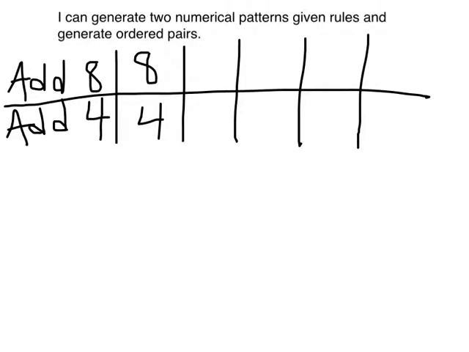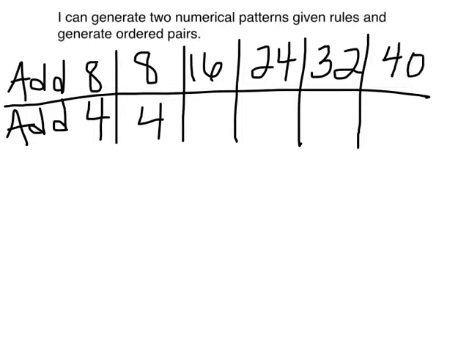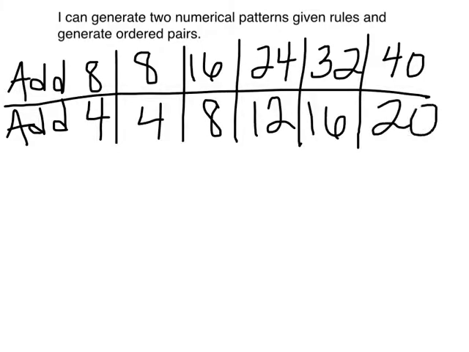Number 3, I can generate two numerical patterns given rules. So here's our rule, add 8, add 4. We are starting with 8 and we're adding 8. So 8 plus 8, 16. Add 8 again, you have 24. Add 8 again, you got 32. Add 8 again, you have 40. So simple pattern. And then add 4. 4 plus 4 is 8. Add 4 again, 12, 16, and 20.